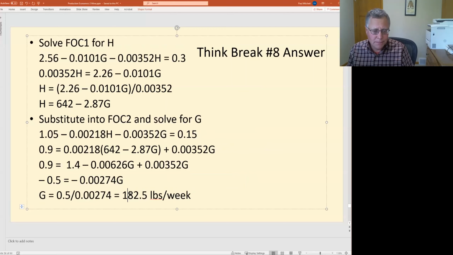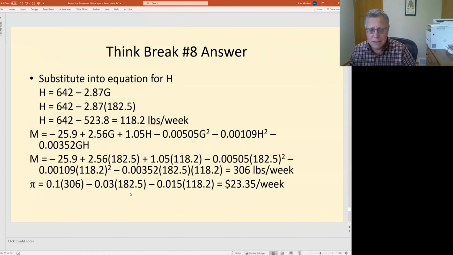182.5 pounds per week. And so that's a new solution. We can check the second order conditions. We did it before. It's going to be essentially the same process. Let's plug these numbers in. Well, the second order condition will be satisfied. You can go through the math and show that.